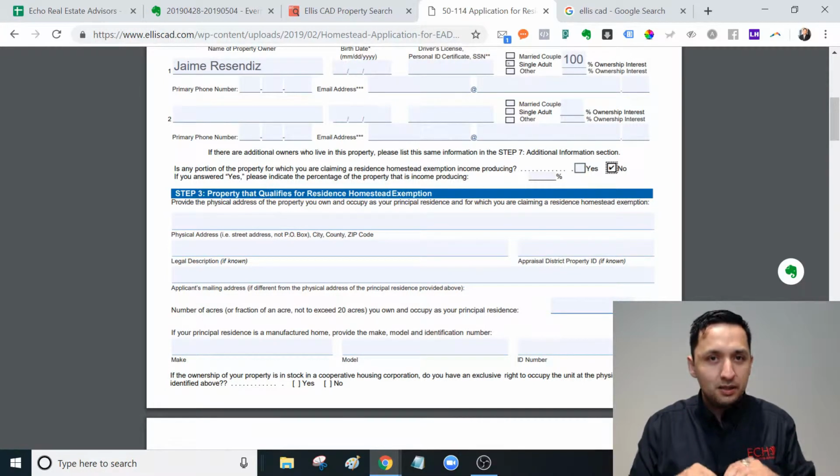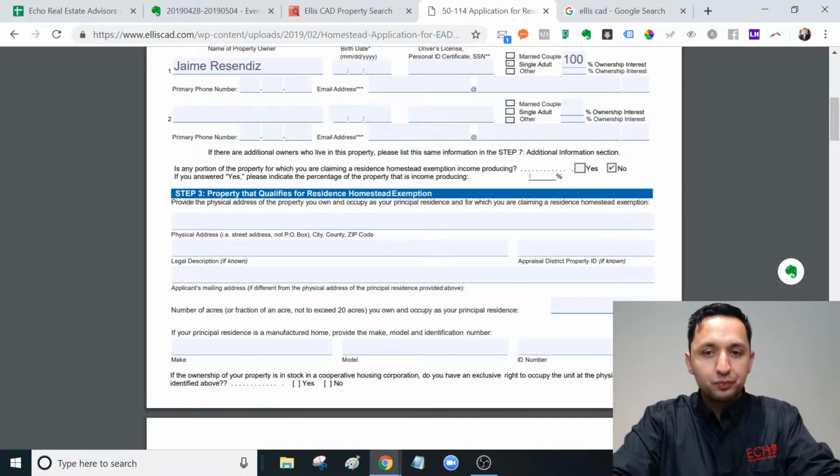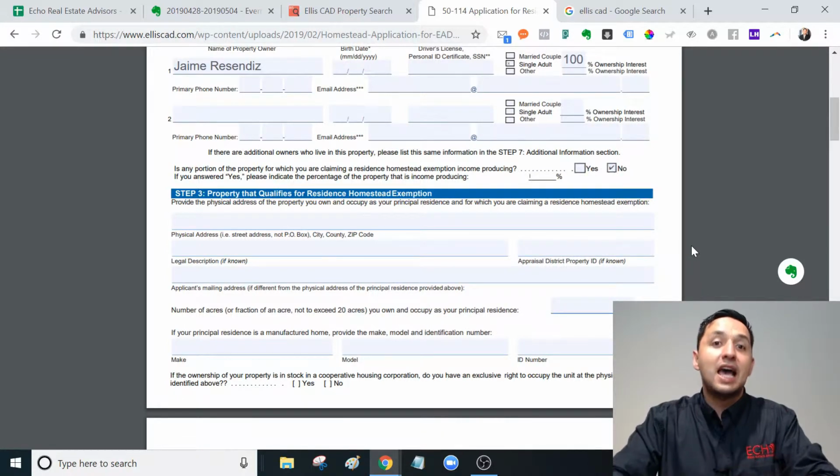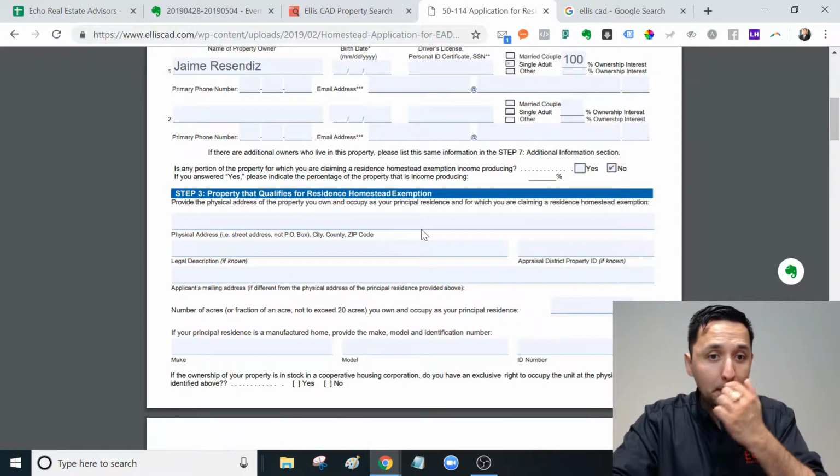I don't want to get too much into the weeds because the situation is different. So I'm going to keep it as generic as possible and as applicable as possible to as many people. So I'm going to put no.